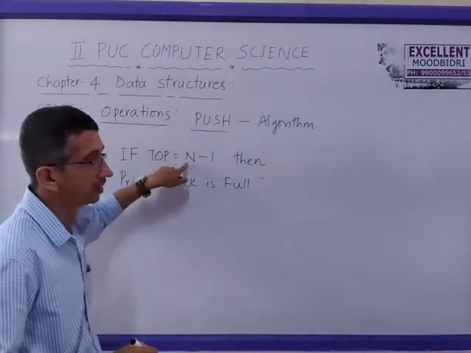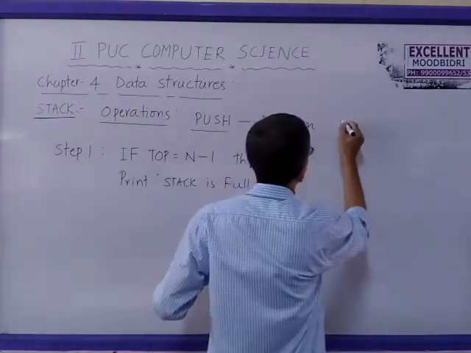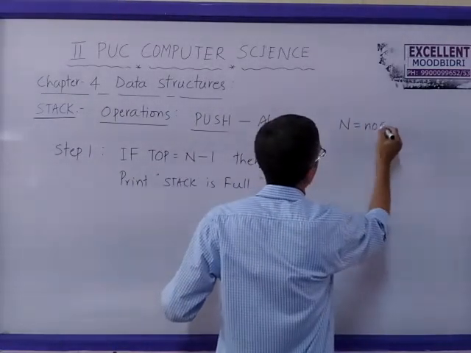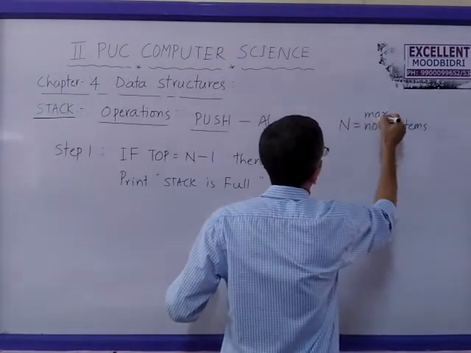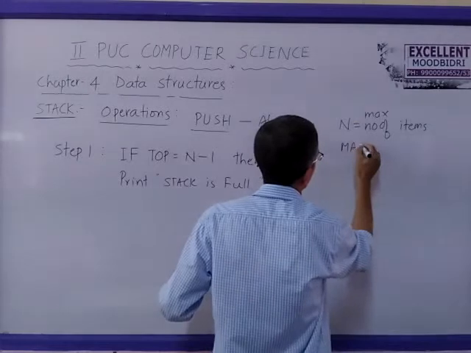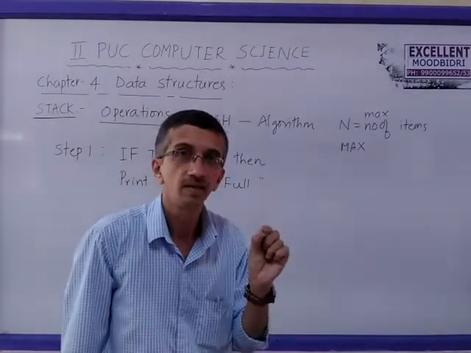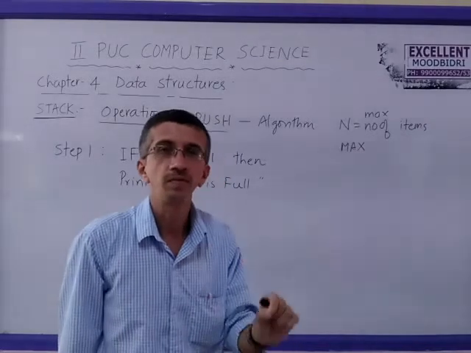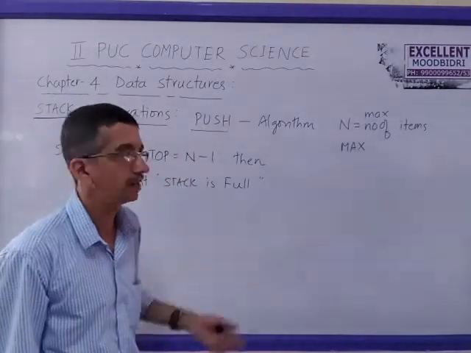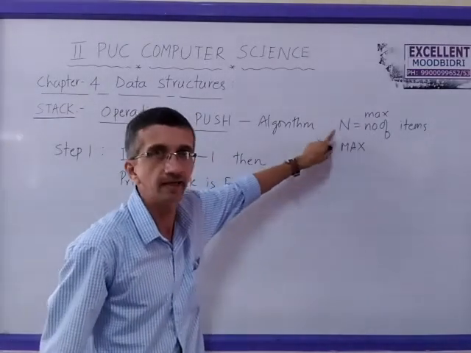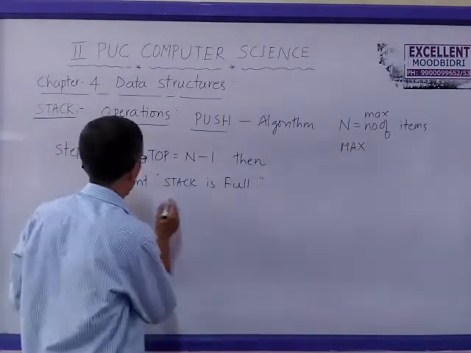As I told, it can be either n, number of items. What is n? N is the total number of items, the maximum number. It can also be taken as max sometimes; maybe in the textbook it is taken as max, indicating the total number of items which can be inserted into the stack. Maximum number of items, max or n at the maximum, not more than that. Fixed size. Stack is full.